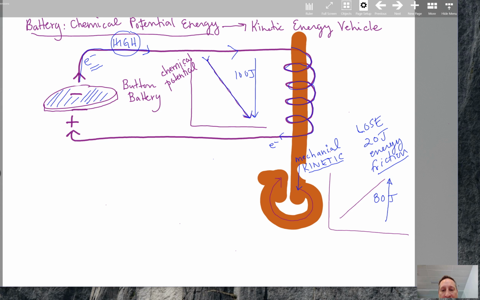If that axle wasn't there and we didn't convert it into kinetic mechanical energy, the electrons would flow really fast, and that battery is actually going to get really, really hot. The energy has to go somewhere, so the battery gets hot, and you're going to lose all 100 joules just as heat. Okay, so this is the second one.